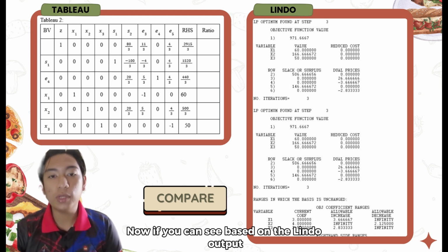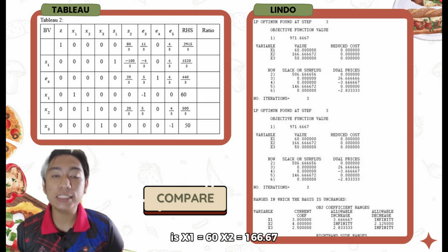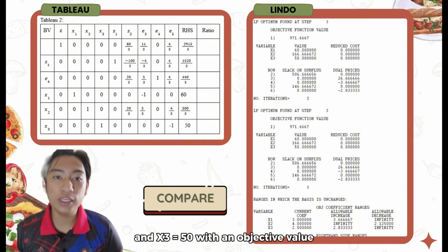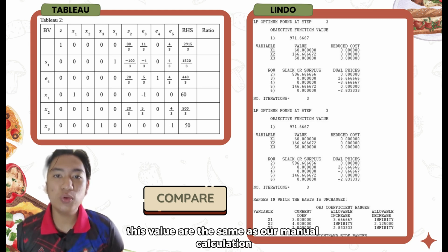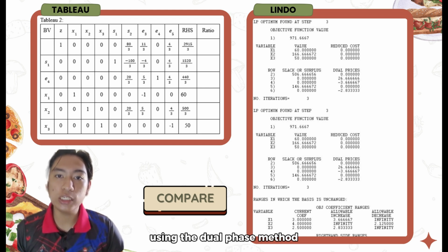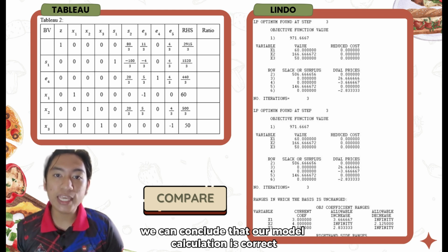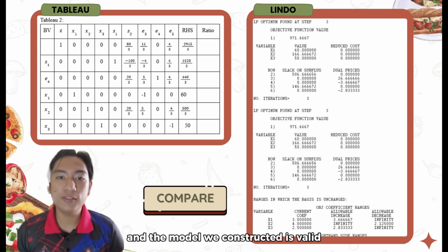Now, based on the Lindo output, we can see that the optimal solution obtained is x1 equals 60, x2 equals 166.67, and x3 equals 50, with an objective function value of 971.6667. So, if we compare, these values are the same as our manual calculation using the two-phase method, with only a small difference due to rounding. Therefore, we can conclude that our model calculation is correct and the model we constructed is valid.